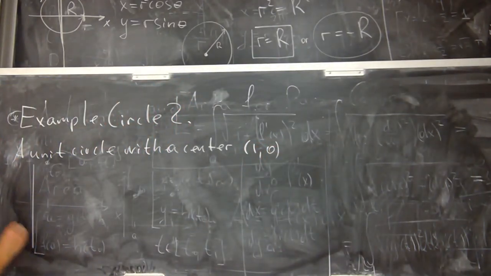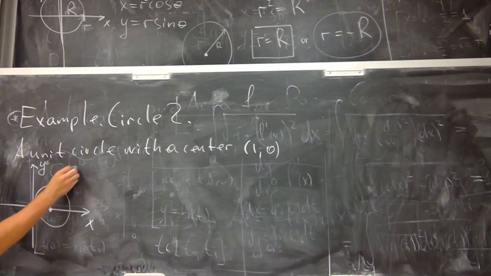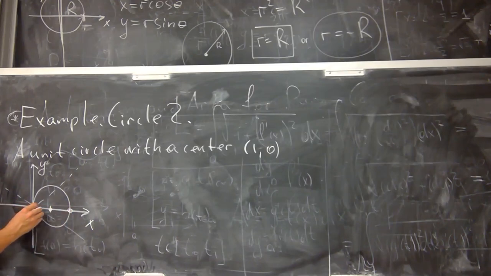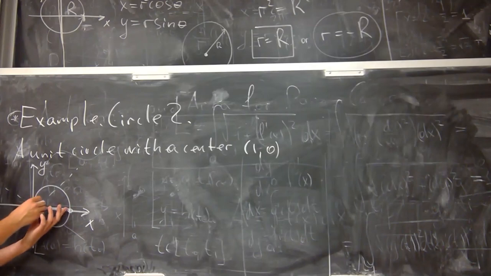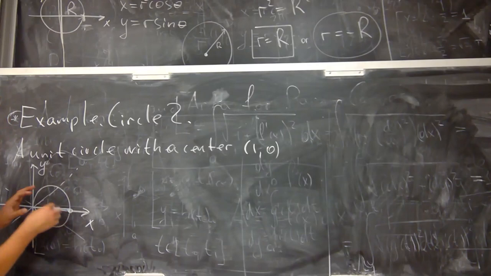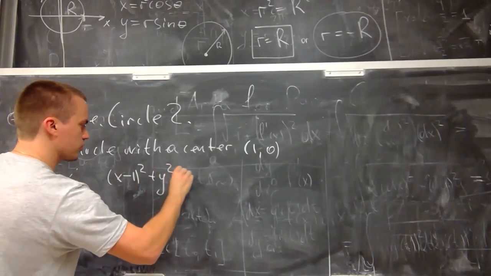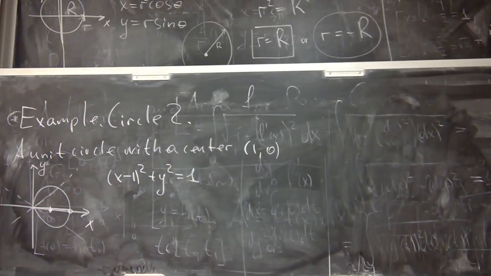Graphically, 1, 0 is located here, so I will get the circle in the following form. Here you can see one small trick. If I take different values of theta, when theta equals 0, I have r equal to 2. When theta equals this value, I get this r, which is shorter than this one. What formula do you expect to get? First, what does the formula look like in Cartesian coordinates? It's x minus 1 squared plus y squared equals 1, because we move our center by one unit in the positive x direction.